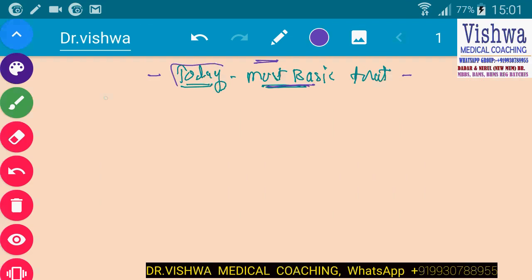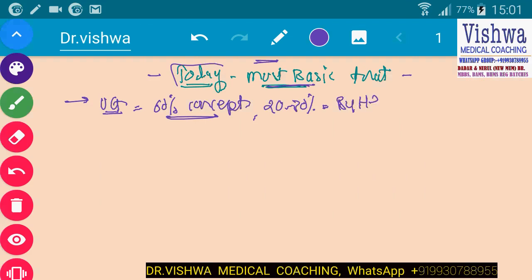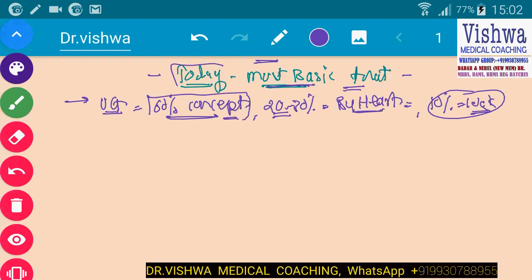Now remember, the difficulties in anatomy, I can say for the undergraduates, anatomy is 60% concept, and I can say 20 to 30% is your by-hearting things. Of course, I am not saying we should not by-heart. For anatomy, we will have to by-heart a few things, and I can say 10% is luck. So 60% is concept.